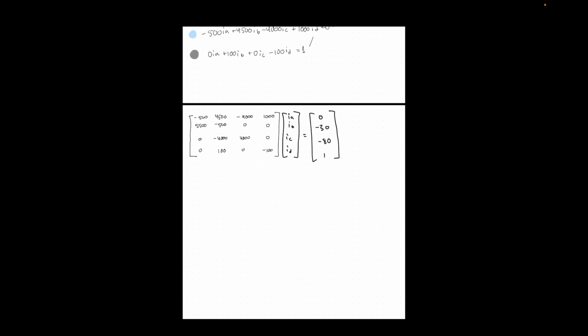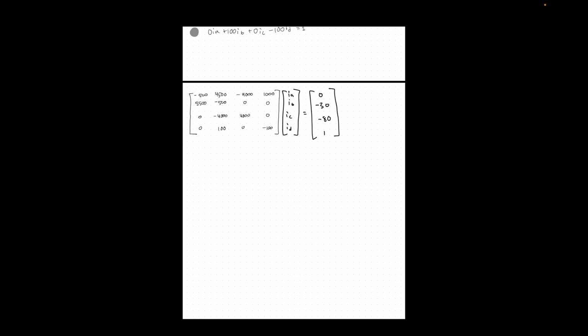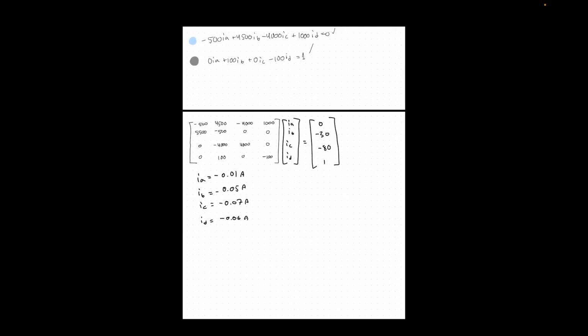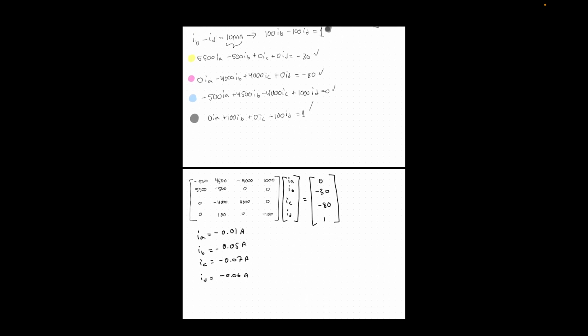Now, when solving and plugging into the matrix, we should expect IA equals minus 0.01, IB should equal minus 0.05, and these are all amps. IC should equal minus 0.07 amp, and ID should equal minus 0.06 amp. Now, keep in mind, the way I've written this is for a different set of IA, IB, IC, ID. It's just rearranging the terms. But all in all, same exact process.